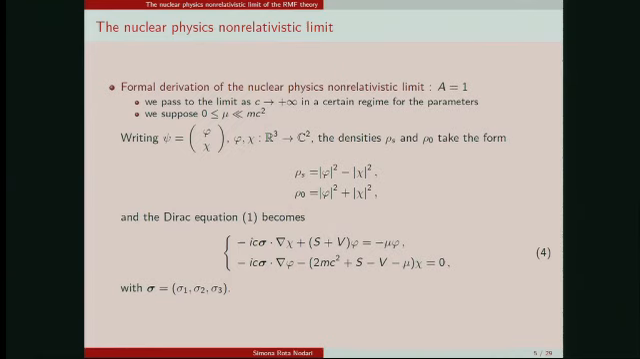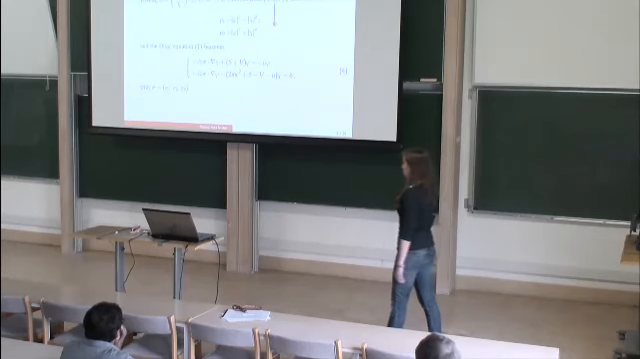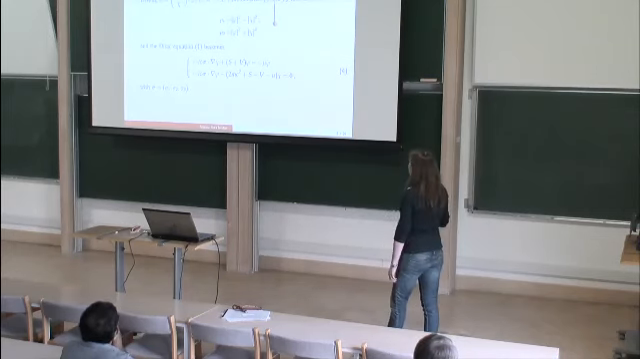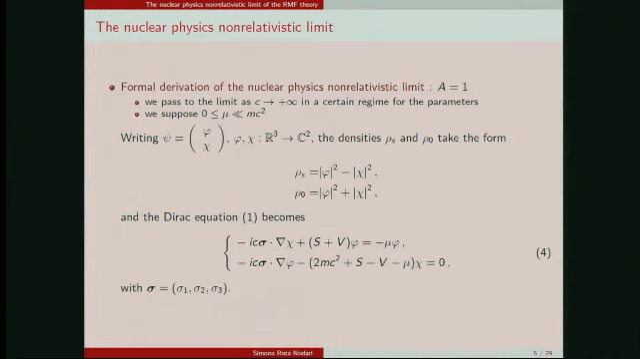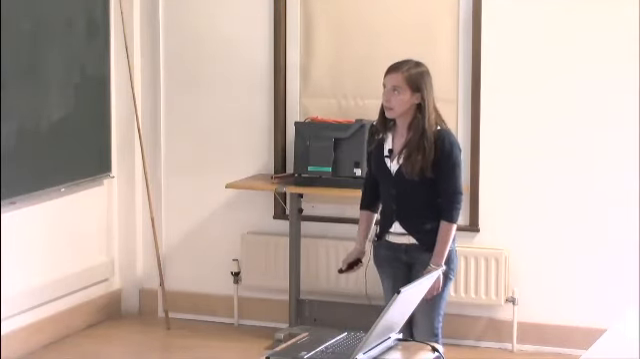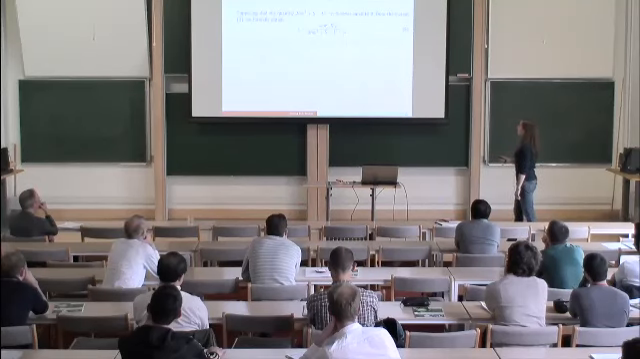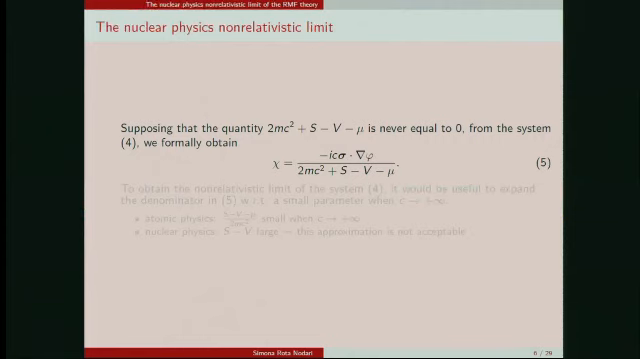With this decomposition here, we can decompose the Dirac equation in the following system, where σ is the vector of Pauli matrices. Now, I would like to write χ from the second equation and replace it in the first one. To do this, I have to suppose that 2mc² + s − v − μ is never equal to 0. And if I suppose this, I can write χ in this way here.